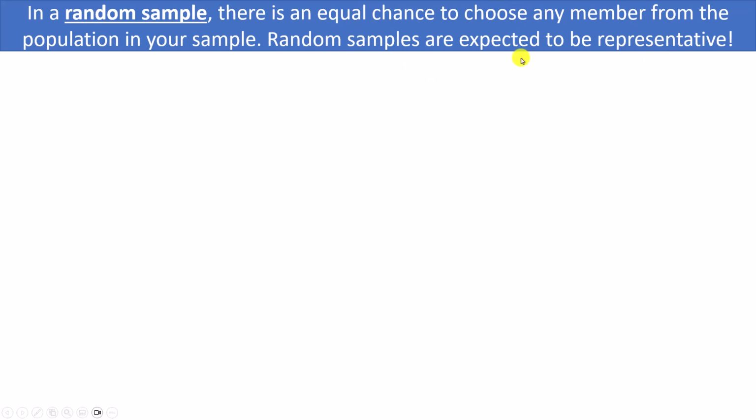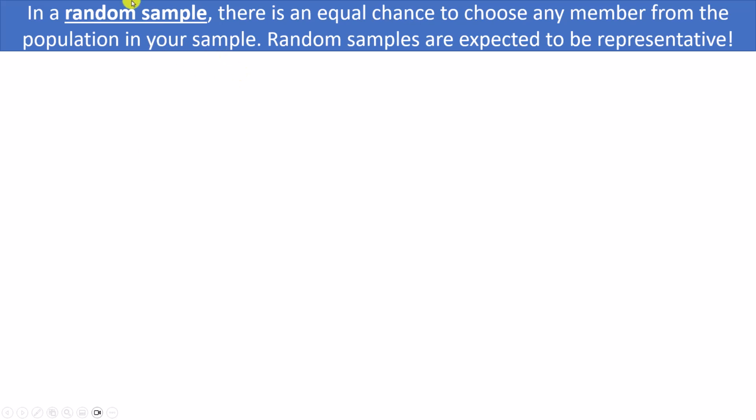So random samples are expected to be representative or close to representative, but because they are random, they could be a little bit off, a little bit above or below that actual value. Nevertheless, since it is random, this is kind of the gold standard. This is what we would like to have in every case. But we're not always going to have that case.